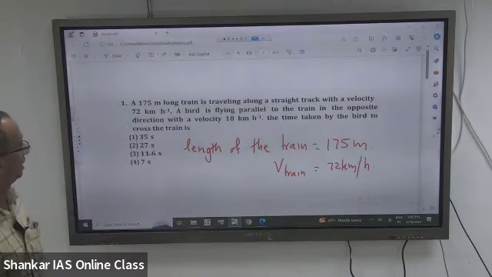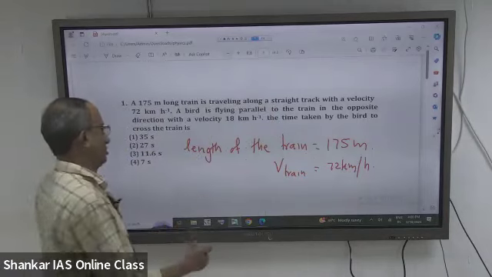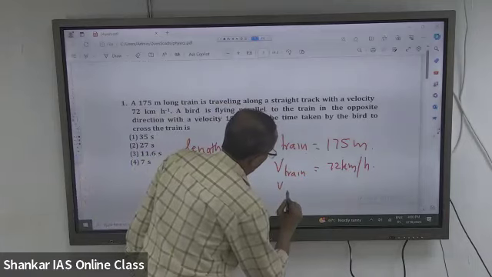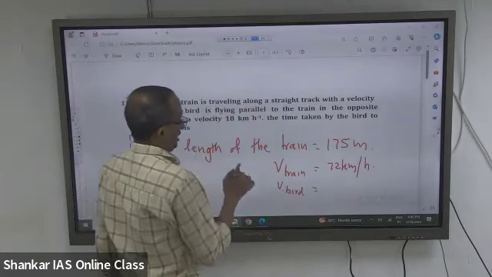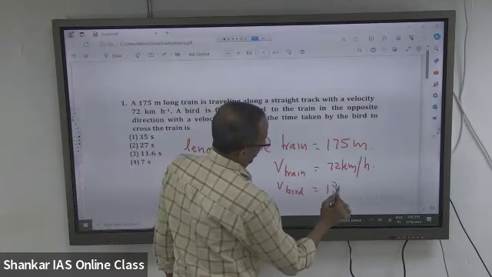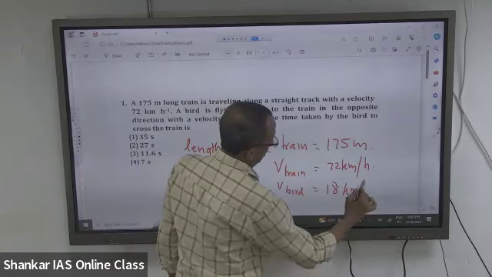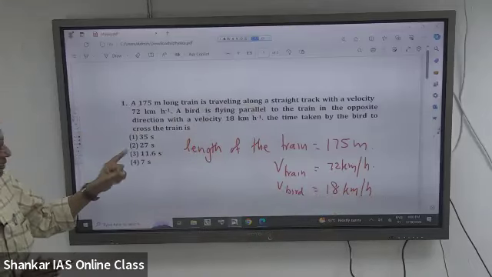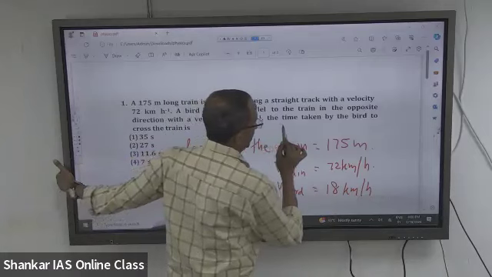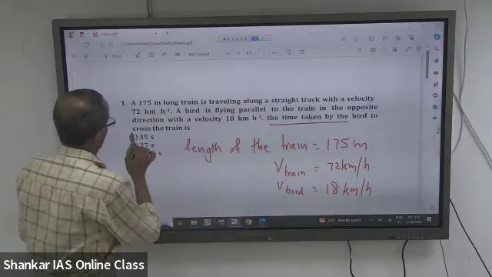Velocity of bird. The bird is flying in the opposite direction. Velocity of bird is equal to 18 kilometer per hour. These are the facts which are given. We are supposed to find out the time taken by the bird to cross the train.